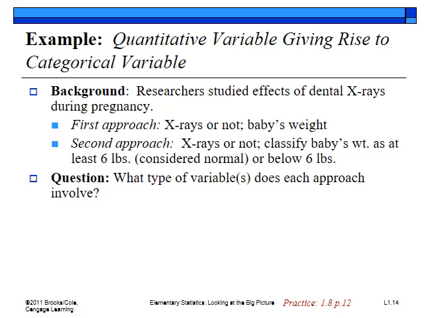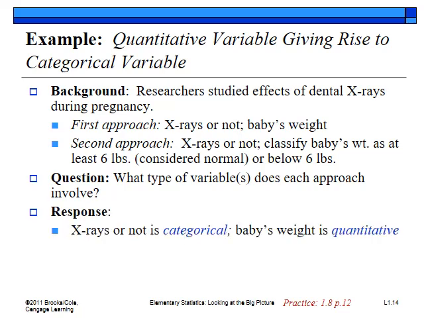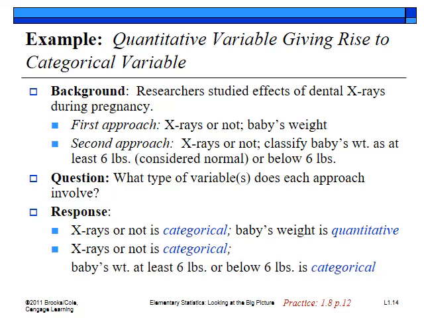What types of variables are we looking at here? Well, in the first approach, whether the mother was exposed to the x-rays is categorical. The baby's weight is reported as a number, so that's quantitative. In the second approach, we have the same categorical variable for the explanatory variable, but now the response variable, the weight, is classified as normal or subnormal. That's now categorical.